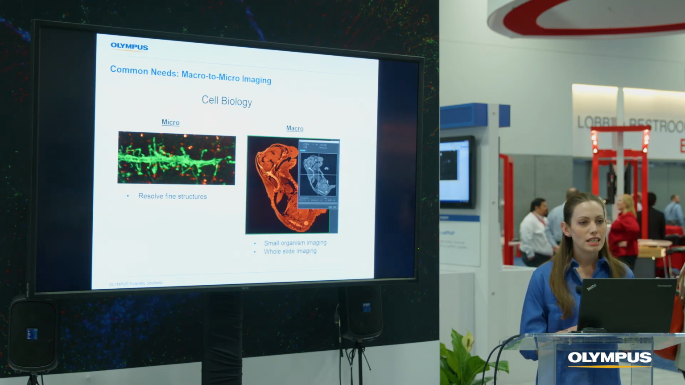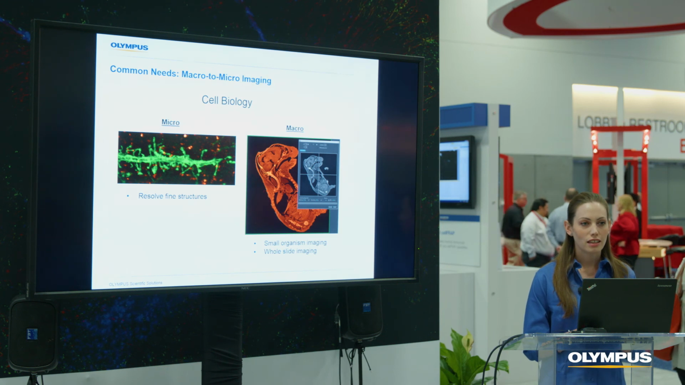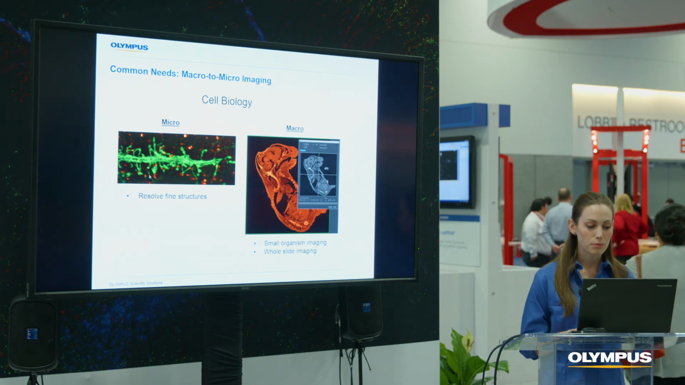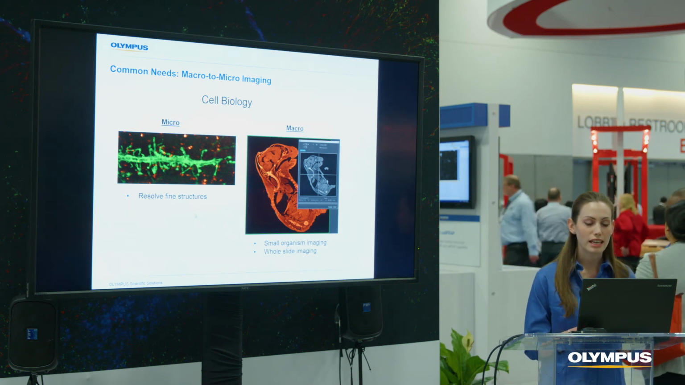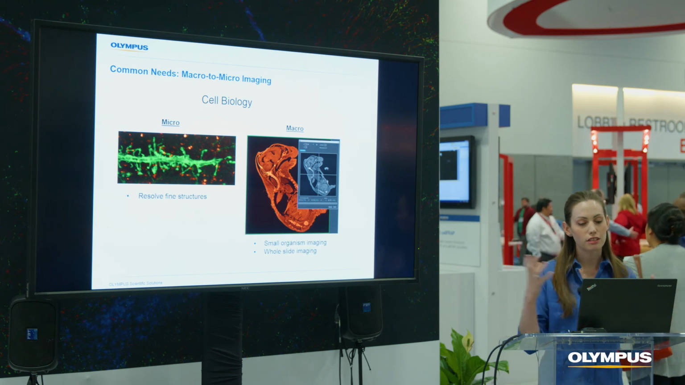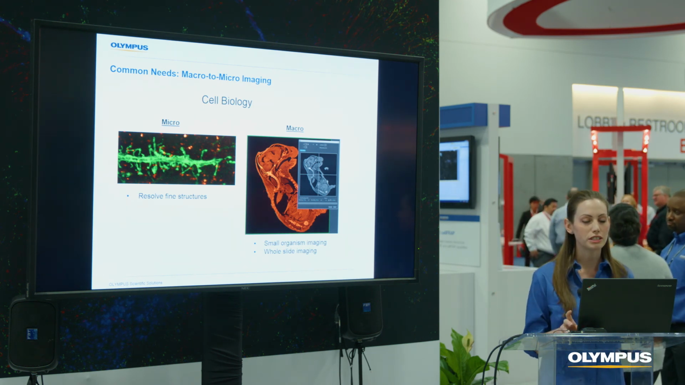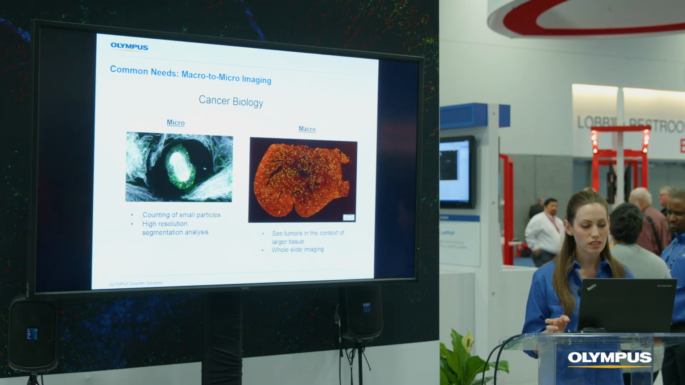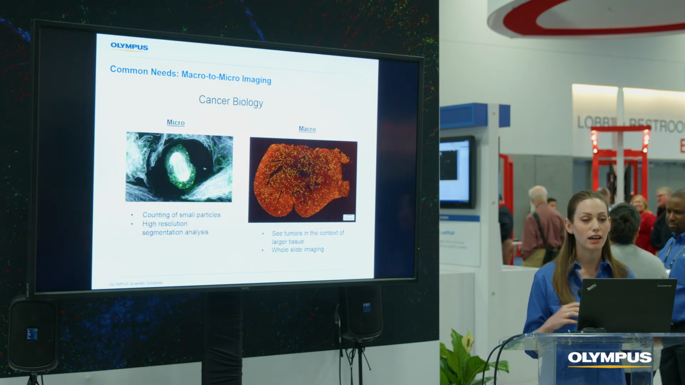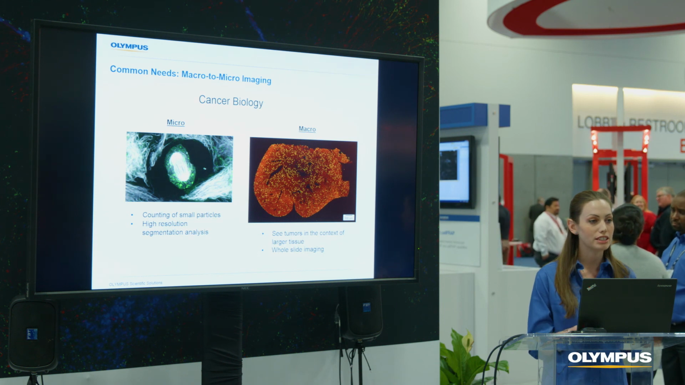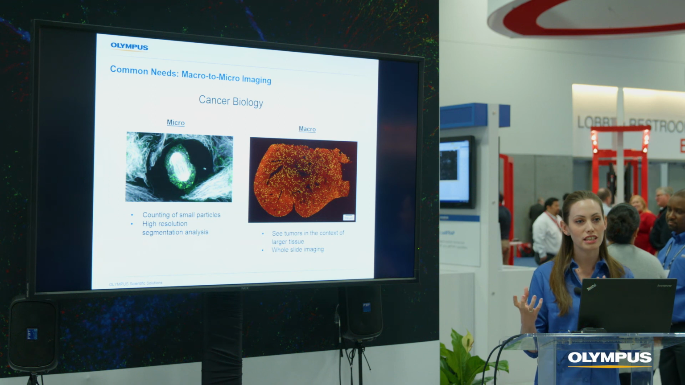So here are some of the common needs in biology today that can use macro to micro imaging. For cell biology, in terms of micro imaging, you can resolve superfine structures down to 120 nanometers resolution, whereas on the flip side, on the macro side, you can get whole small organism imaging and whole slide imaging. In terms of cancer biology, you can count small particles and get high resolution and segmentation analysis. And then on the flip side, you can turn around and see the entire tumor in the context of larger tissue.